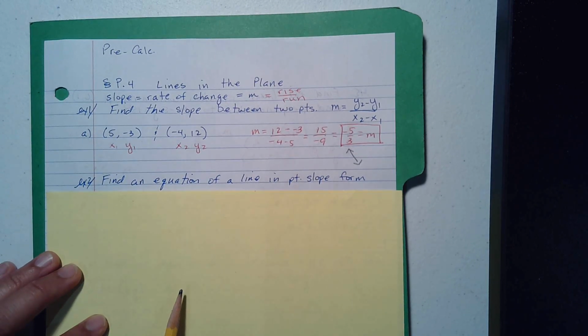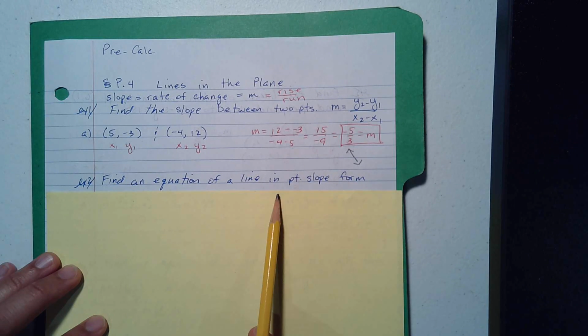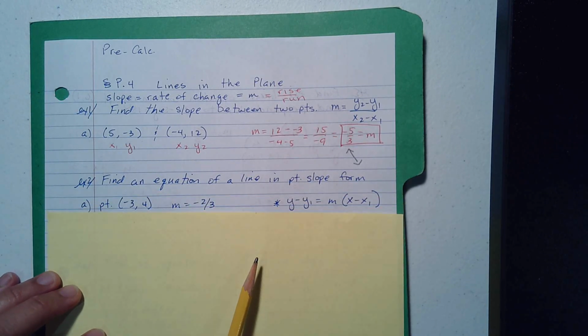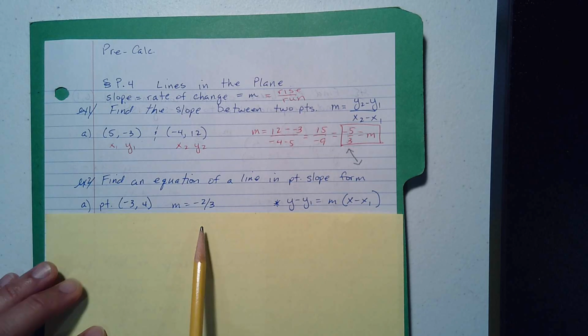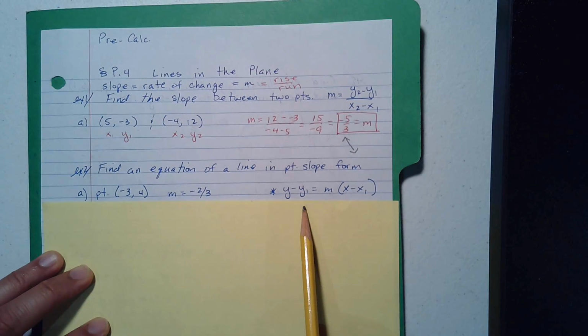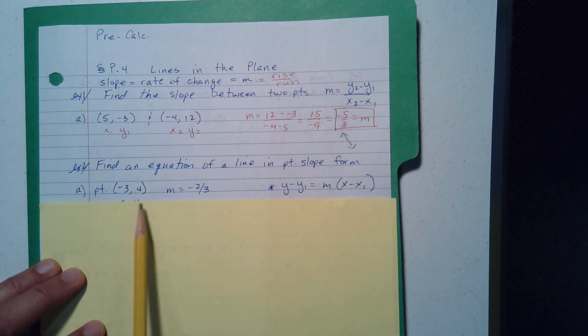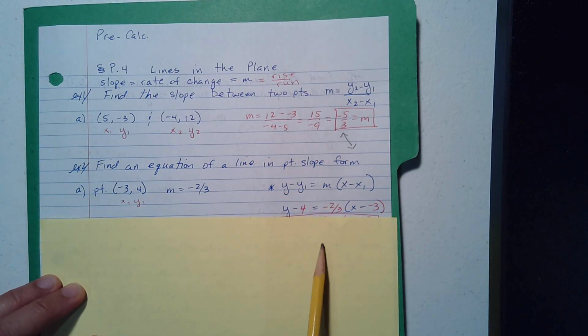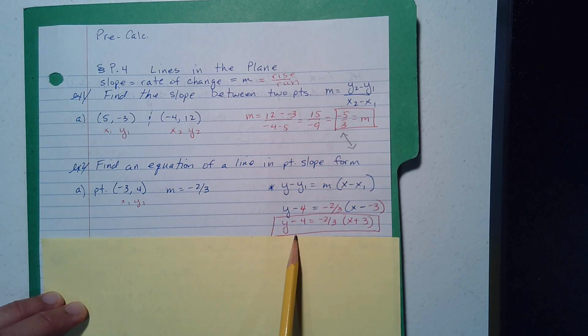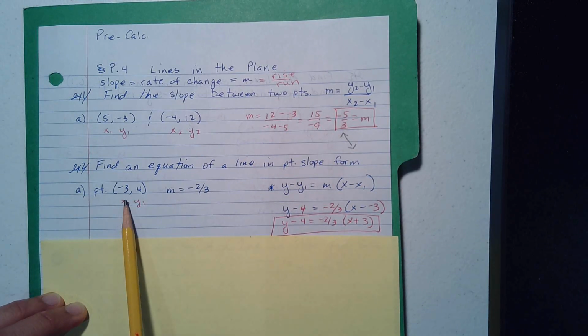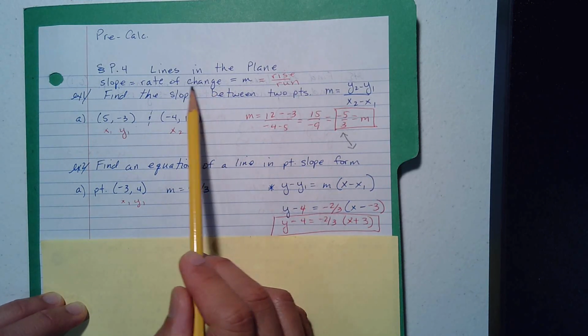Example 2, find an equation of a line in point-slope form. So here's a point, here's a slope. Here's your slope, your point-slope form equation. So all we do is substitute these values in the formula. So there is y, x, and the slope. We simplify, and that is your equation in point-slope form. Please remember that this is the point, and m represents the slope.